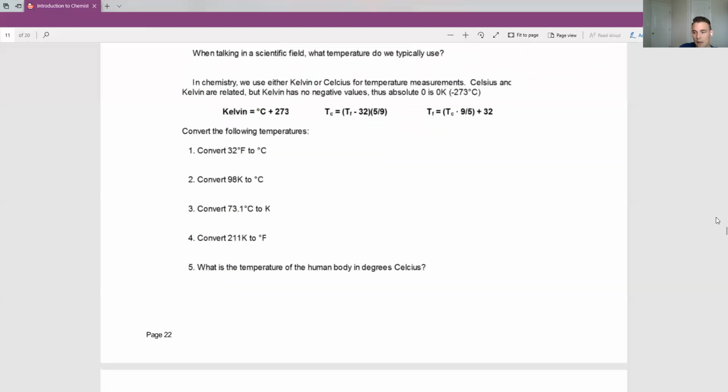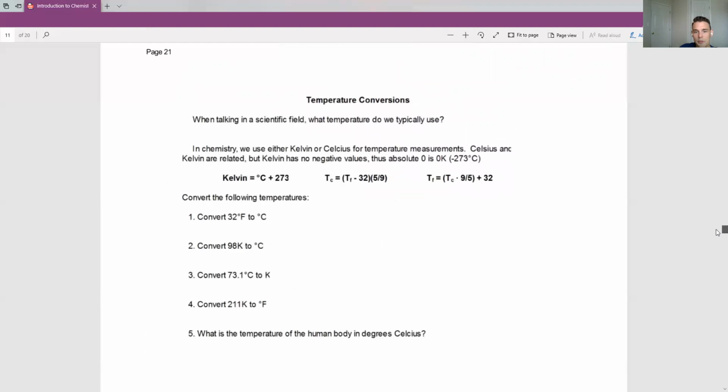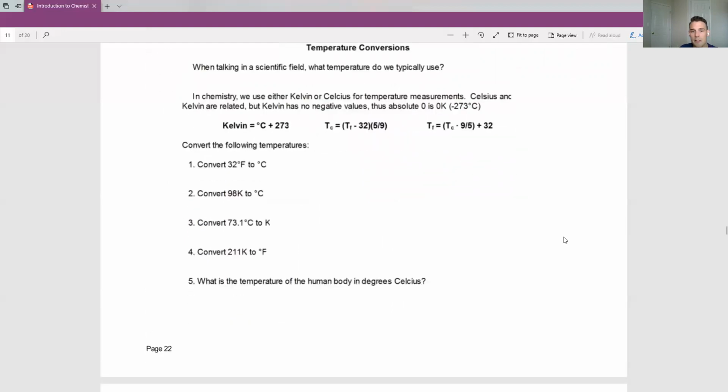Pretty simple. And then we've got some temperature conversions. So when we talk in the scientific field, what temperature do we typically use? We use degrees Celsius. Less common, we use Kelvin, but typically it's going to be degrees Celsius. And so here are the conversions. Kelvin to Celsius, Kelvin equals degrees Celsius plus 273. This one we're going to use a lot later on in the year. And then the conversions between Celsius and Fahrenheit are given there. No need to memorize those. As long as you know how to use them, that's fine.